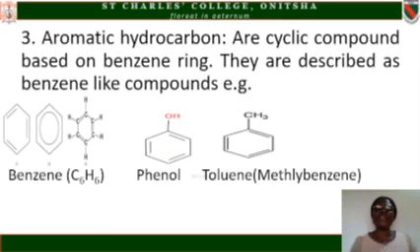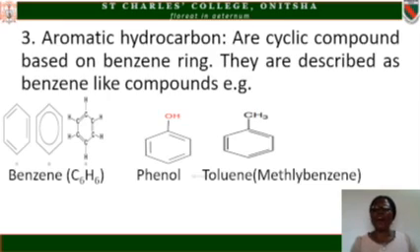The third class is aromatic hydrocarbon. They are cyclic compounds based on the benzene ring. They are described as benzene-like compounds. This group of hydrocarbons have benzene as their parent hydrocarbon. You can see the structure of benzene, and you can see examples of aromatic hydrocarbons.